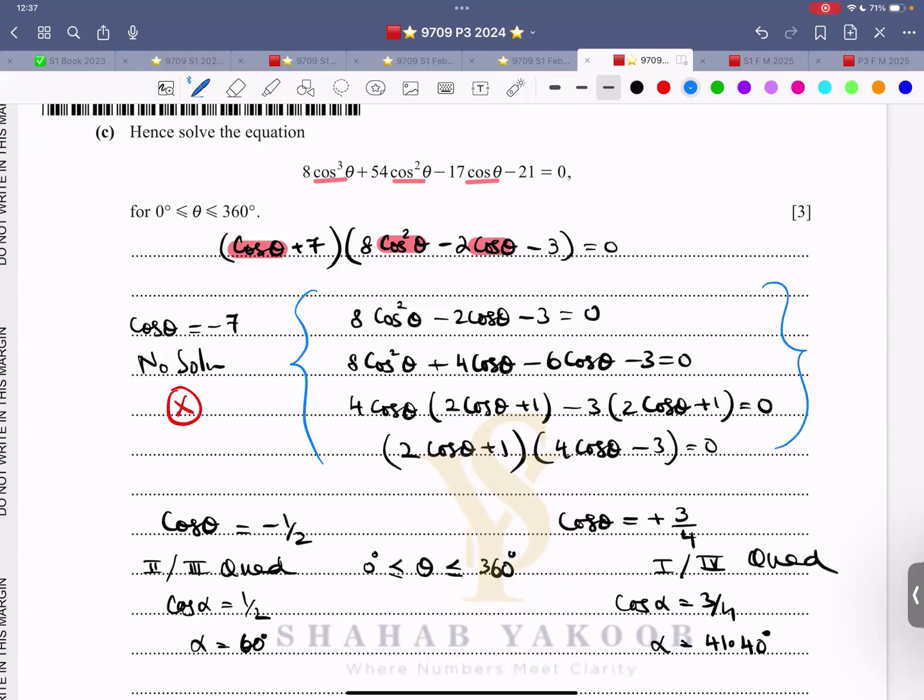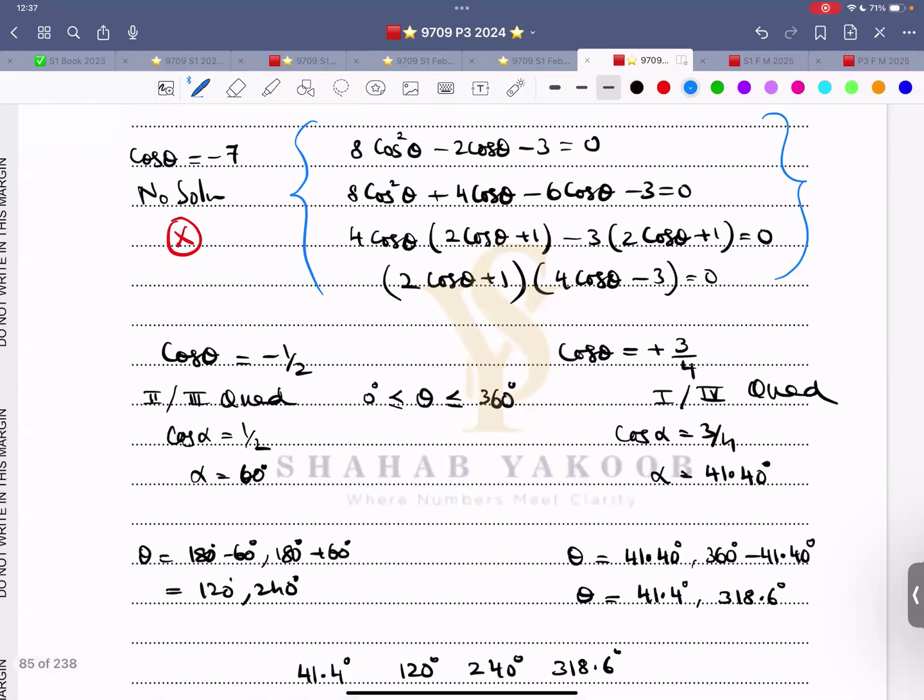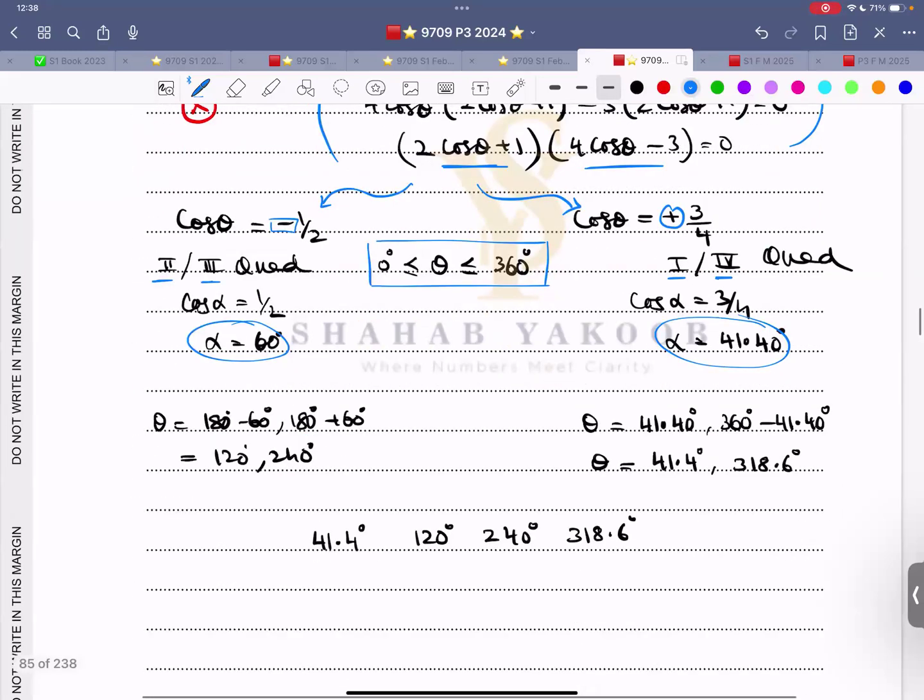This is factorizable. That is good to hear. Now we are getting 2 answers. 2 cos theta plus 1, 4 cos theta minus 3. This is this thing. This is this thing. This is the range. This is for second and third quadrant because cosine is negative. This is positive, first and fourth quadrant. Over here, the basic angle is 60 degrees. Over here, basic angle is 41.4. This is 180 minus basic angle, 180 plus basic angle. This is basic angle itself, 360 minus basic angle.